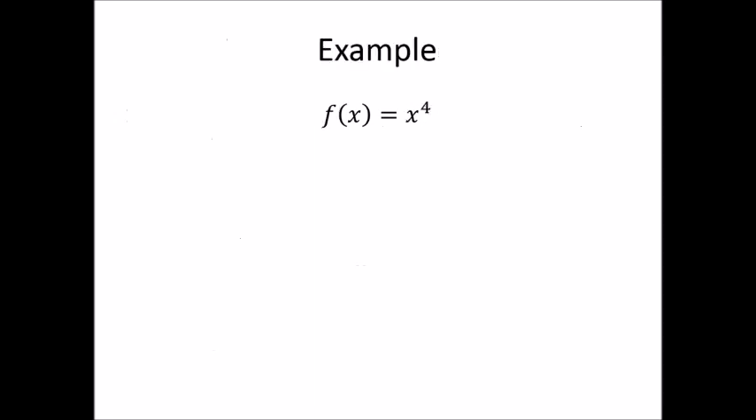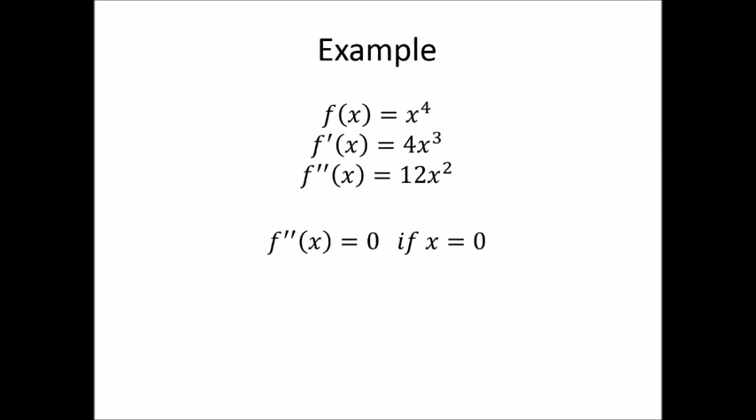So let's go ahead and do a quick example. Here we have the function f of x is x to the 4th. So you're going to take the first derivative. You get 4x cubed. To look for an inflection point, you're going to take the second derivative. You get 12x squared. So now you ask yourself, where is the second derivative either equal to 0 or undefined? Well, this is a polynomial. There's no place where it's undefined, and it's equal to 0 if x is equal to 0. So now we need to take 2 test points to either side of the potential inflection point.